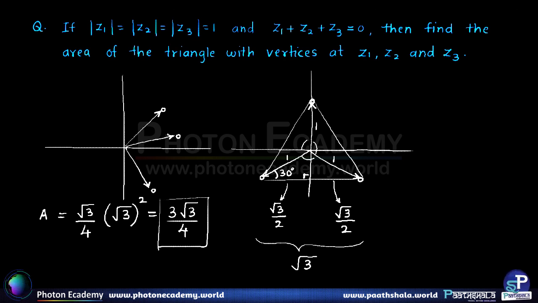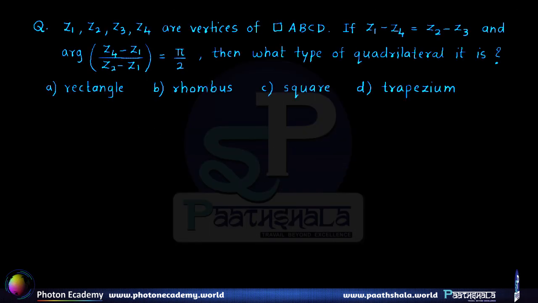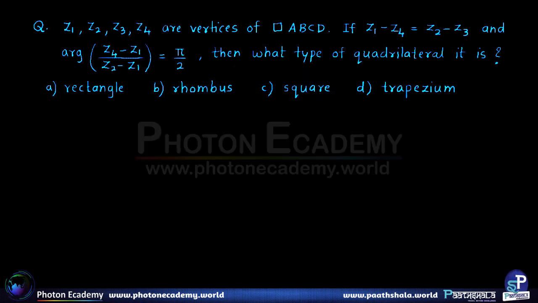Right? So let's go ahead to the next question. z1, z2, z3 and z4 are vertices of quadrilateral ABCD. If z1 minus z4 is equal to z2 minus z3 and the argument of z4 minus z1 upon z2 minus z1 is equal to pi by 2, then what type of quadrilateral is it? Whether it's a rectangle, rhombus, square or a trapezium.